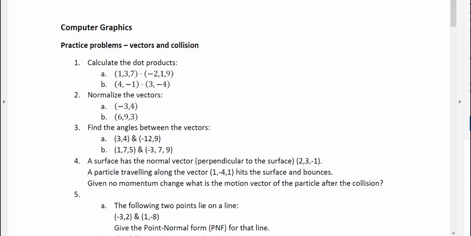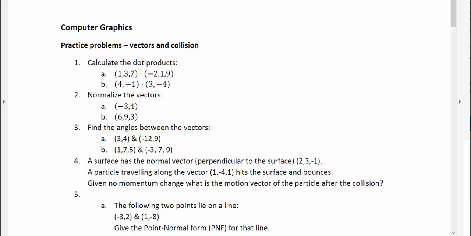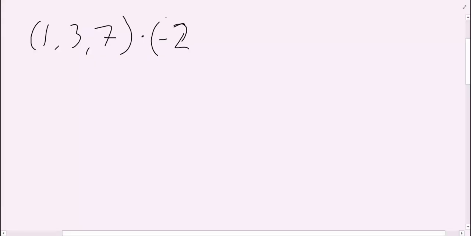Number 1, calculate the dot products. Okay, that's simple enough. A: (1, 3, 7) dot (-2, 1, 9).